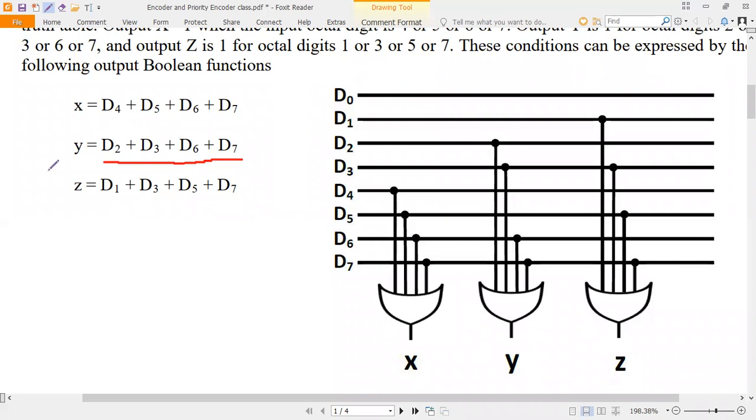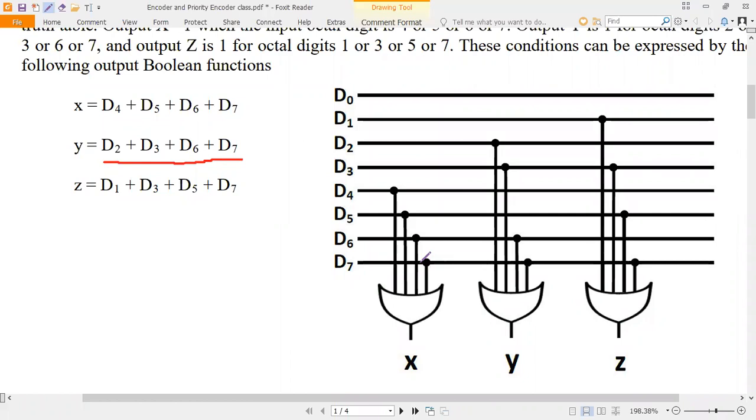Next, Z. Z equals D1 plus D3 plus D5 plus D7. So D1 plus D3 plus D5 plus D7 gives Z. So this is the circuit diagram of the octal to binary encoder. So here in an encoder, only one input will be active at a time.